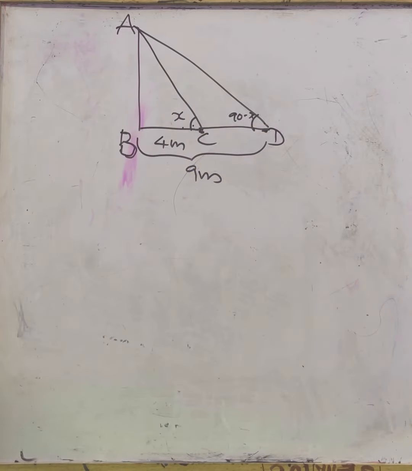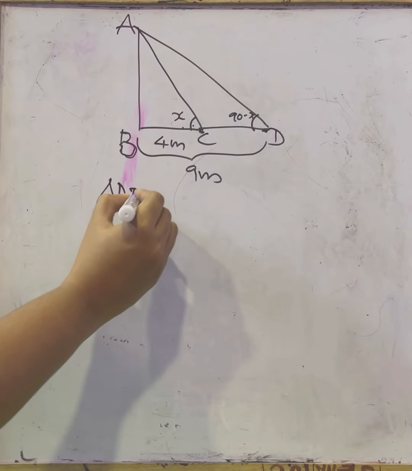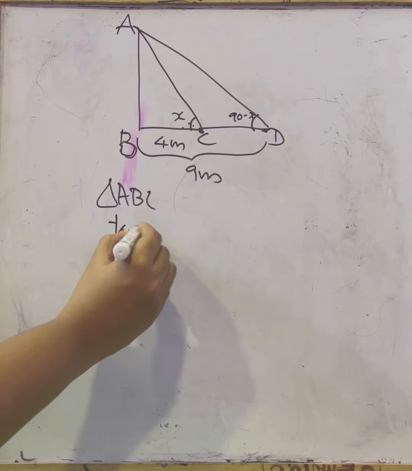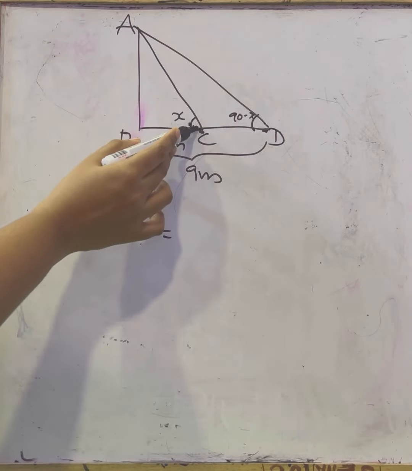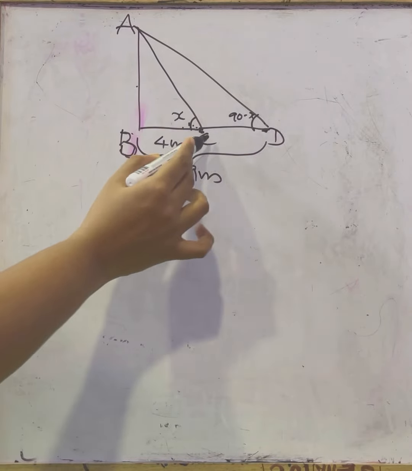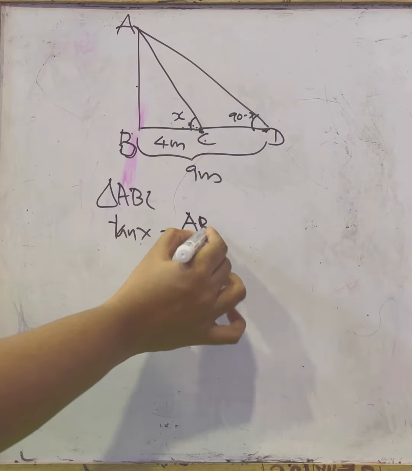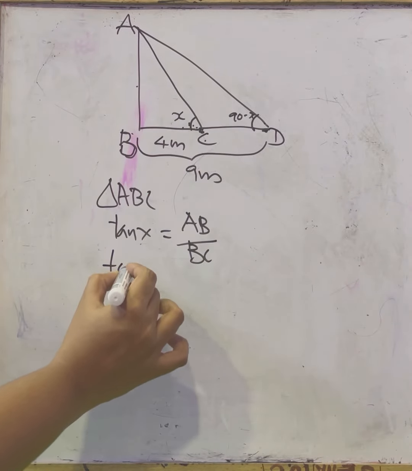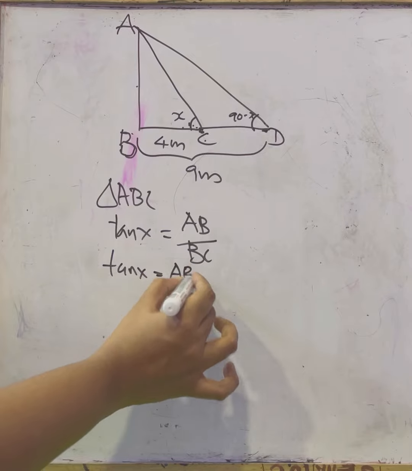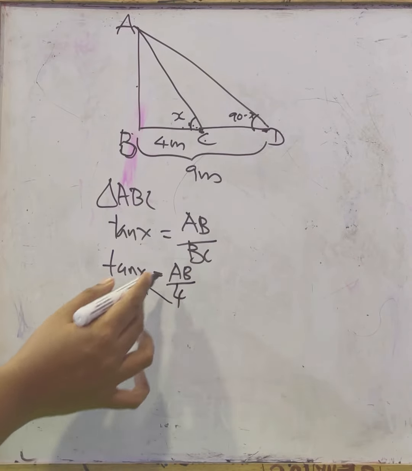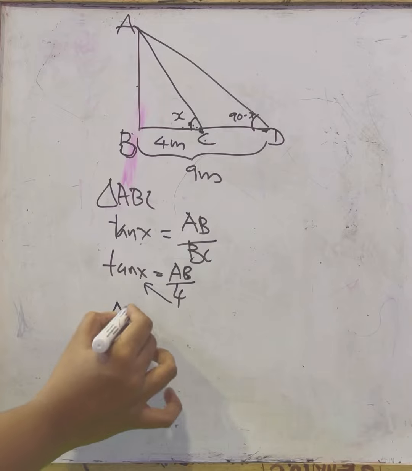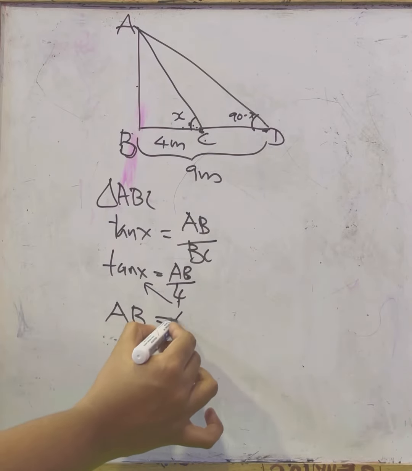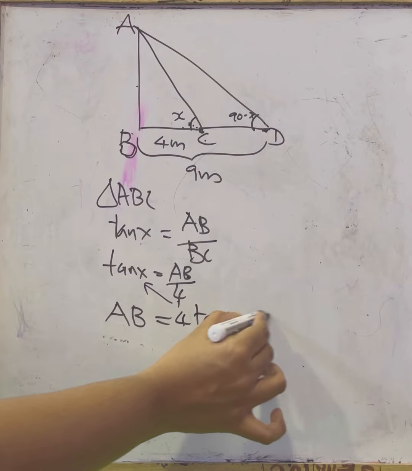Now in right triangle ABC, that is the smaller triangle, we can see tan x is equal to, according to this angle, the opposite side by adjacent side. That is AB by BC, where BC we know is 4. So tan x is equal to AB by 4. Now let us rearrange it. Then we will get AB equal to, here 4 is taken to the other side, so it goes to the numerator, so 4 tan x. This is equation number 1.